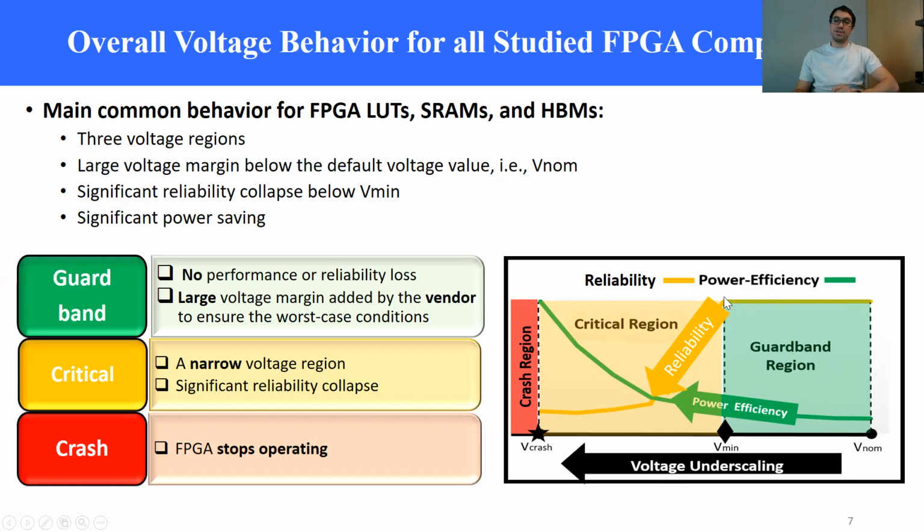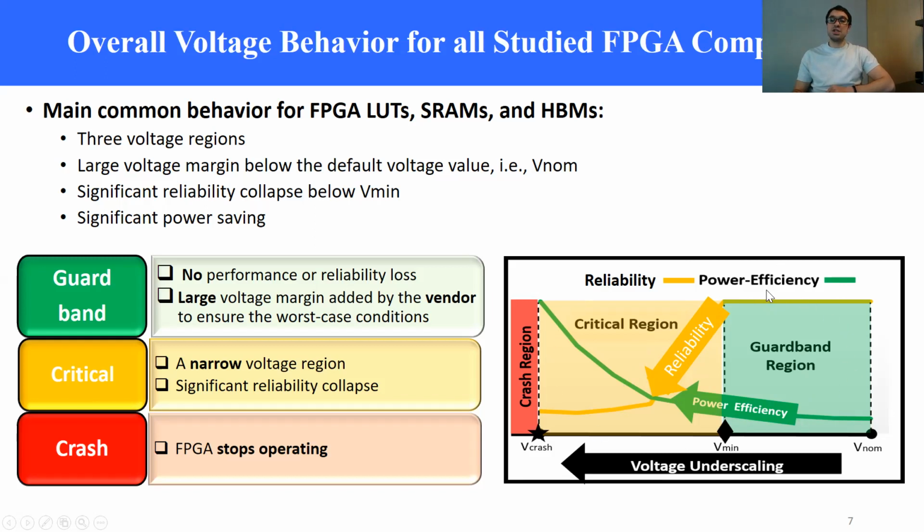But after some point, when we are undervolting below the minimum safe voltage, or Vmin, the reliability starts to degrade significantly, and we are actually facing reliability collapse. This can be translated, for example, into bit flip rates in memories, in SRAMs or HBMs, or into accuracy loss in neural networks, if there's a machine learning application running on the FPGA. So in short, this is the general behavior for all the components that we observed.